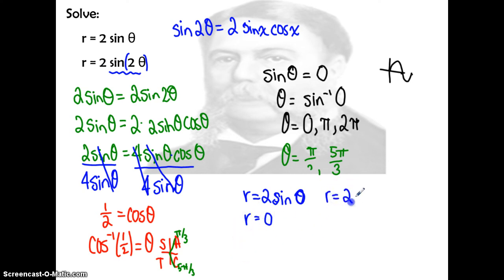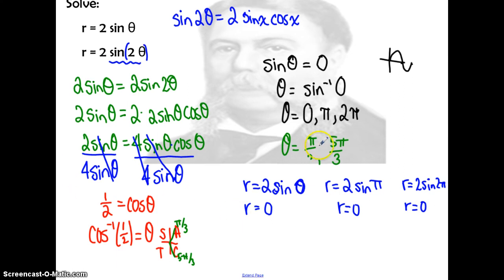R equals 2 times the sine of pi. Well, the sine of pi is 0, so r equals 0. R equals 2 times the sine of 2 pi. That again is 0, so r equals 0. Now I want to plug in pi thirds and 5 pi thirds.